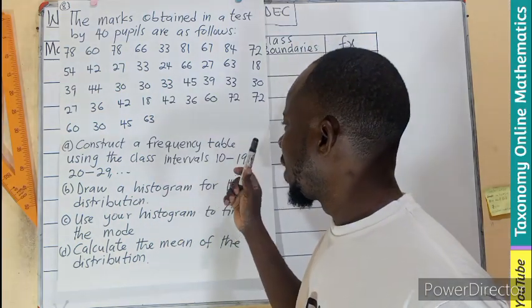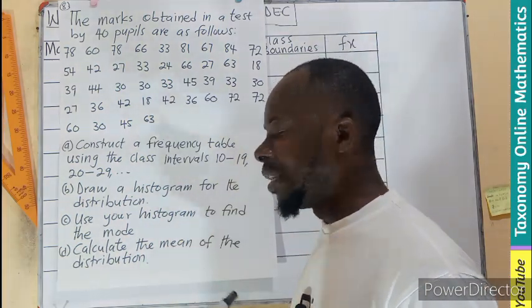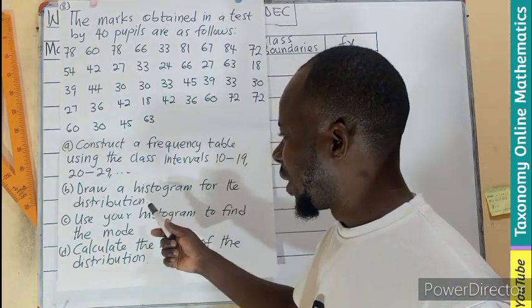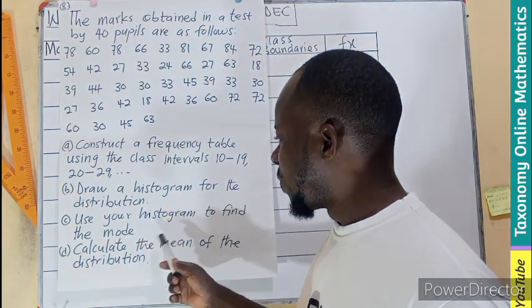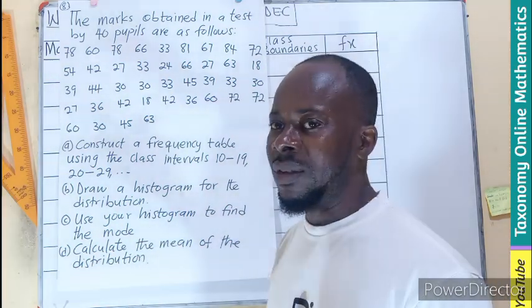We have to construct a frequency table using the class intervals 10 to 19, 20 to 29. Then use the information to draw a histogram. Use the histogram to find the mode and hence calculate the mean of the distribution.